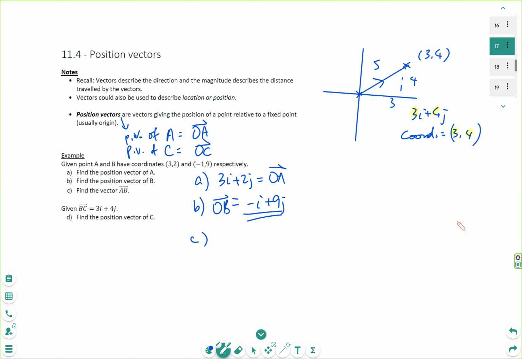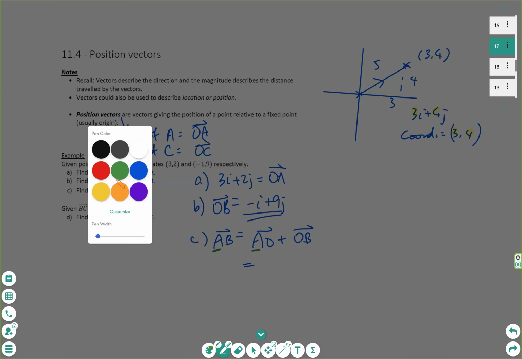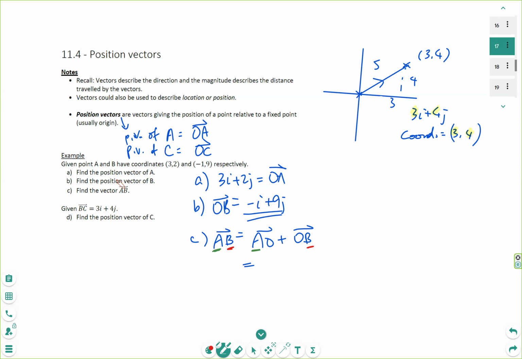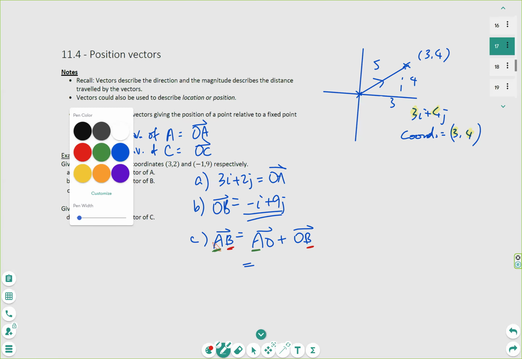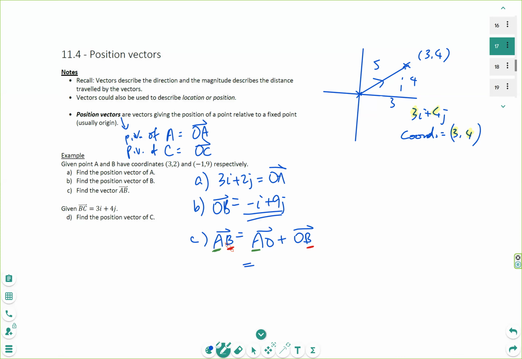Part C, find the vector AB. We know that through O, our central point, we can go from A to O plus O to B. Remember we mentioned this in an earlier lesson: the first letter must match the first letter of the equation, and the last letter, B, must match the last letter of the equation, because that's the beginning letter and that's the ending letter. So we start with AO plus OB.